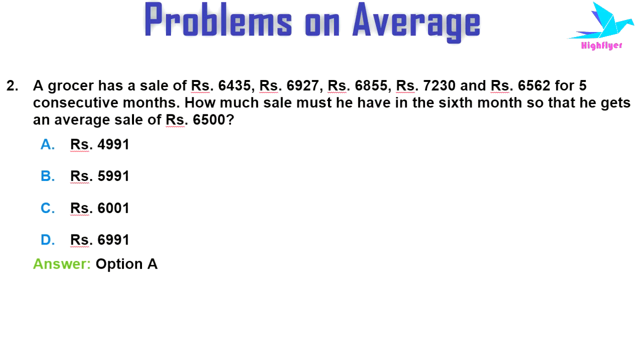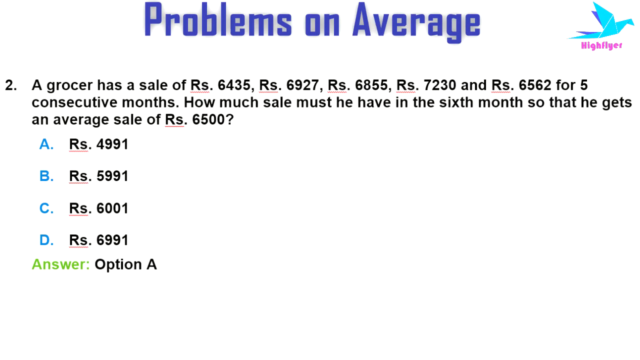Next question. A grocer has a sale of rupees 6435, rupees 6927, rupees 6855, rupees 7230 and rupees 6562 for 5 consecutive months. How much sale must he have in the 6th month so that he gets an average sale of rupees 6500? The options are rupees 4991, rupees 5991, rupees 6001 or rupees 6991. The right option is option A, rupees 4991.